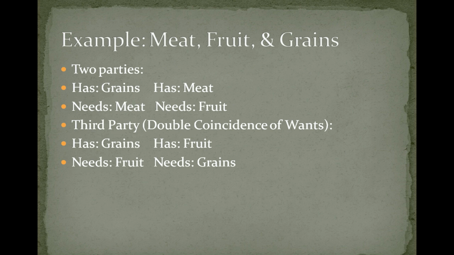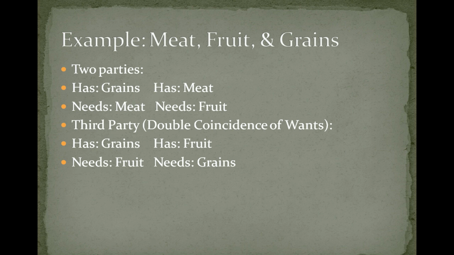Now here, this one is going to be slightly different. What we're going to do here is have two parties. The first party is going to have the grain, and the second party, once again, is going to have the meat. The first party is going to have a need for meat, but the second party is going to have a need for fruit. So as you can see here, one of the parties doesn't have what the other one needs. So an exchange cannot take place.